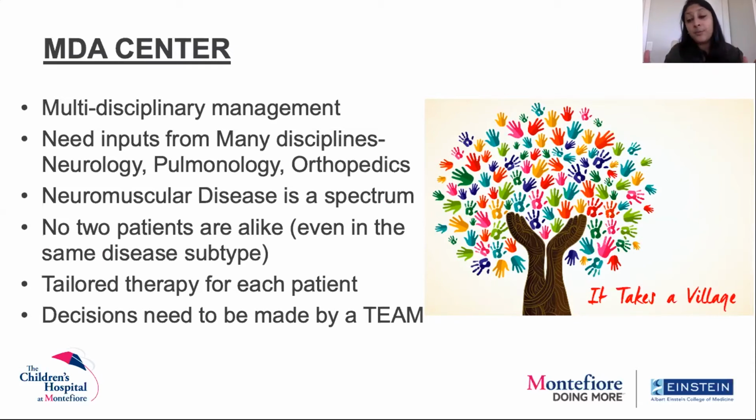Neuromuscular disease is a spectrum of disease. No two patients are alike. Even if I have two patients with Duchenne muscular dystrophy, those two patients by themselves look very different, even though they may have the same gene problem, they may have the same similar phenotype, they both may be wheelchair bound, but they still, both of them are not exactly the same. So it is very important that we tailor therapy for each of these patients. Decisions need to be made as a team.